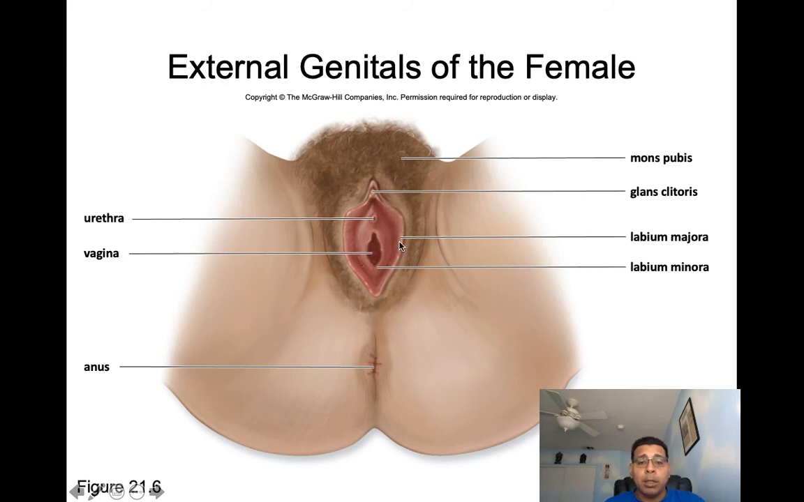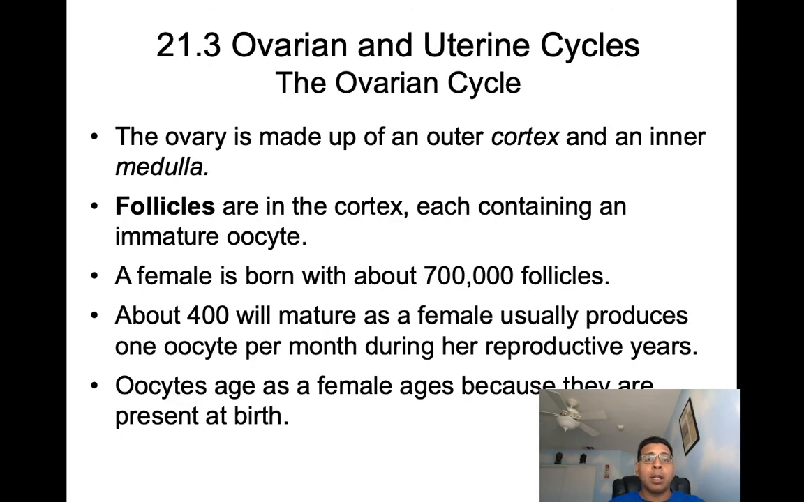Labia majora, labia minora, then again the opening, and here we have the glans clitoris. All right, next let's talk about the ovarian and uterine cycles. When we talk about the ovarian and the uterine cycles, I'd like you to know hormone levels are going to cycle in the female monthly, and the ovarian cycle drives the uterine cycle.